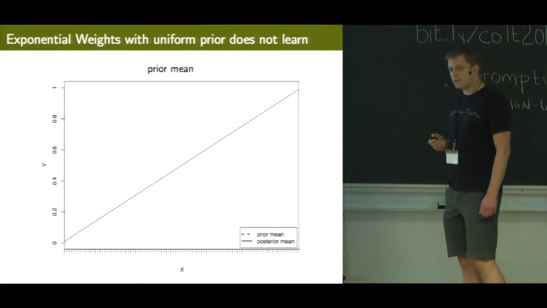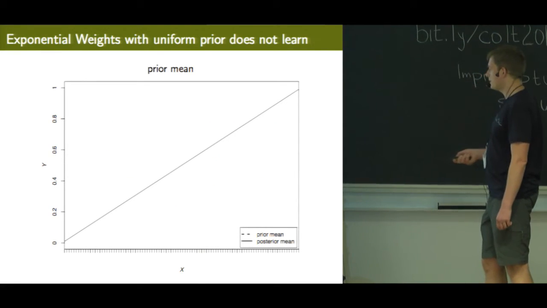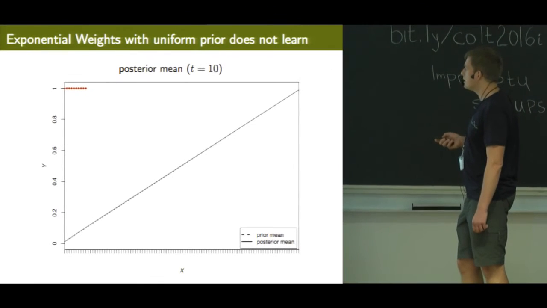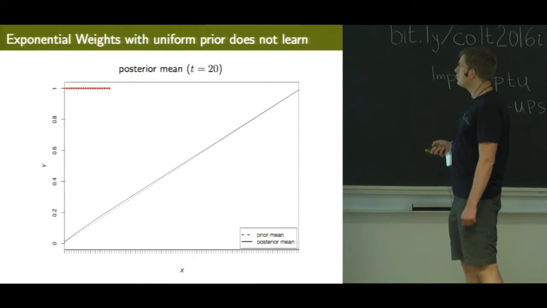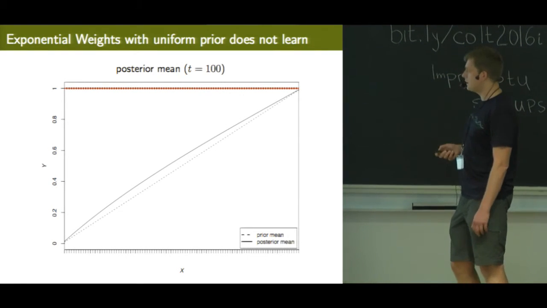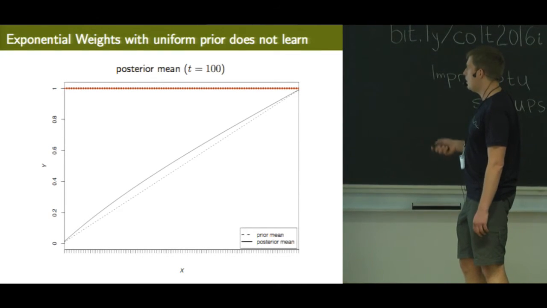And if we take a simple example, where we have 100 x points, and the adversary will only choose labels equal to 1 all the time. Initially, the prior mean is a linear function, and then when we get more data, the posterior should concentrate on 1, but it's actually moving very slowly. And even at the end of the game, the posterior didn't really change that much compared to the prior. And the main reason for that is that the uniform prior puts a lot of mass along this diagonal.